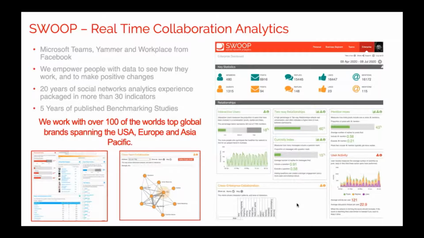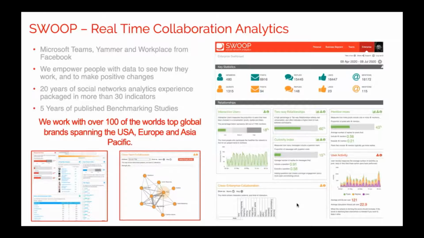Swoop uses unique personas and team personas as well to provide either the individual user or the team insights into what their collaboration style and their social networking behaviors are. It's totally based on the interaction either the individual or the team has on the platform.